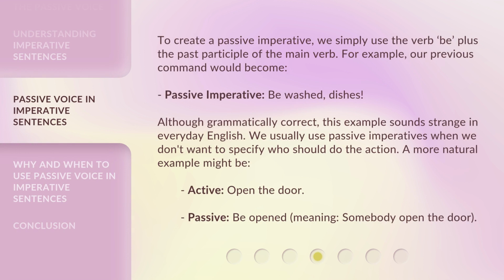To create a passive imperative, we simply use the verb be plus the past participle of the main verb. For example, our previous command would become passive imperative: be washed dishes. Although grammatically correct, this example sounds strange in everyday English. We usually use passive imperatives when we don't want to specify who should do the action. A more natural example might be active: open the door. Passive: be opened, meaning somebody open the door.